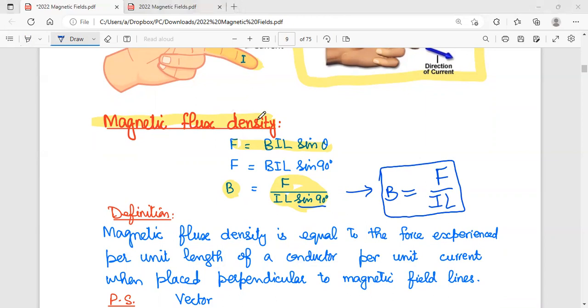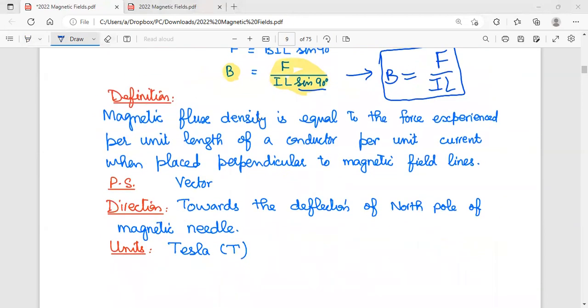Okay, so let's define it. Magnetic field strength: it is clear that magnetic flux density is equal to the force experienced per unit length of a conductor carrying unit current when placed perpendicular to the magnetic field lines. So you can use this equation to define magnetic flux density or magnetic field strength. So again, magnetic flux density is equal to the magnetic force experienced per unit length of a conductor carrying unit current and held perpendicular to the magnetic field.